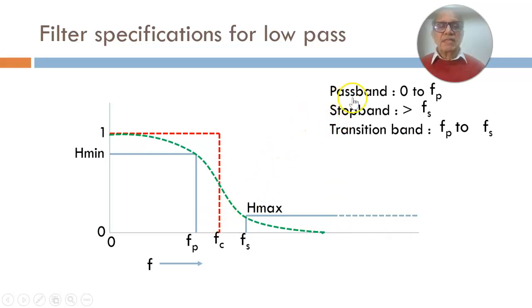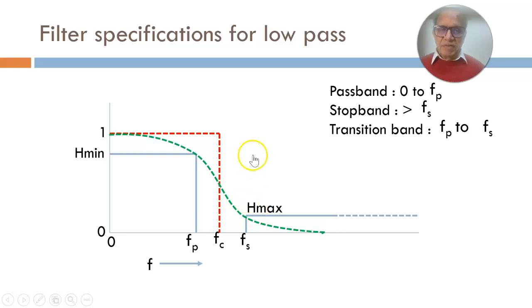So let us define this. Pass band is from 0 to FP. FP is the corner frequency of the pass band. Stop band is greater than Fs. So Fs is the corner frequency for the stop band. And transition band is between FP and Fs.